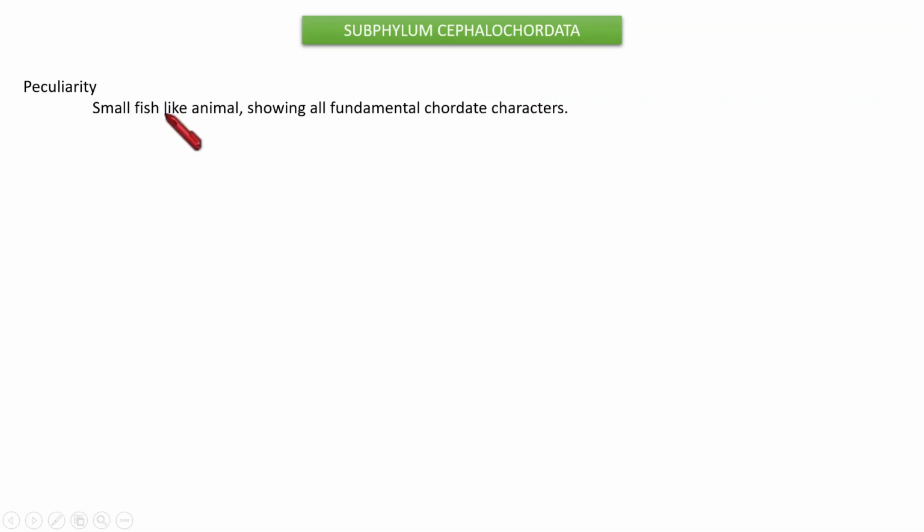Good morning, dear students. Today we are going to learn about the subphylum Cephalochordata. What is the peculiarity? What is the appearance of this class of organisms? They are small fish-like animals, and they possess all fundamental chordate characters. And why did this subphylum get this name?